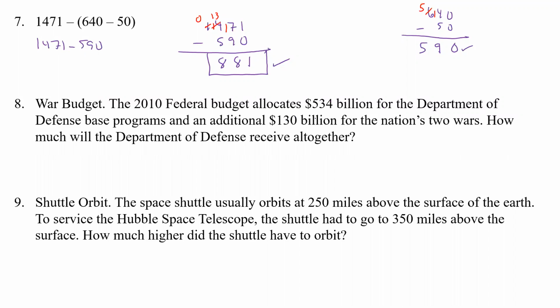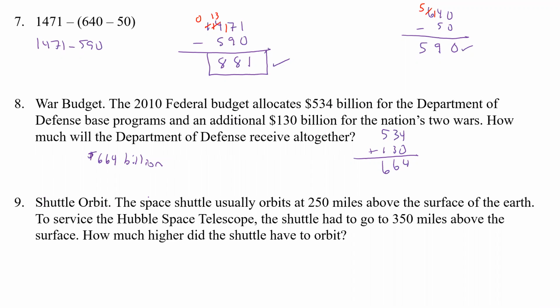And so we're going to drop the billions part for now, and we're going to drop the dollar sign. We're just going to say 534 plus 130, and we just add. So 4 and 0 is 4, 3 and 3 is 6, 5 and 1 is 6. And so now we can say, okay, how much will they receive altogether? Well, we're going to put our dollar sign back on, put our number in, 664, and put our units, which is billions. So $664 billion is how much they're going to get, okay, adding those two numbers together.